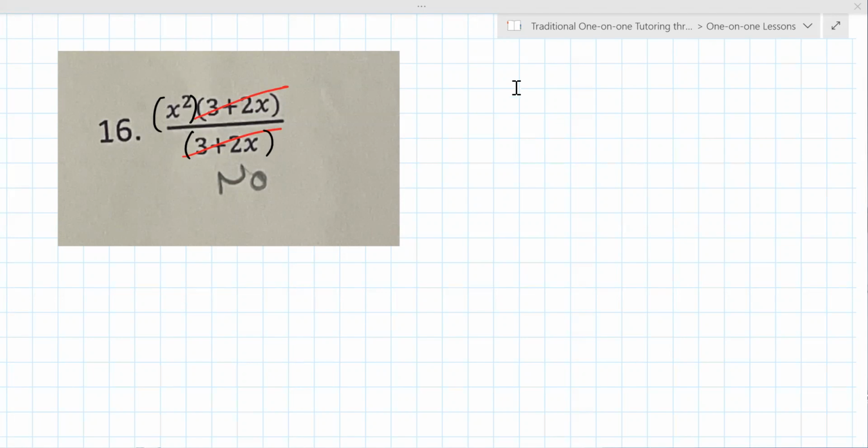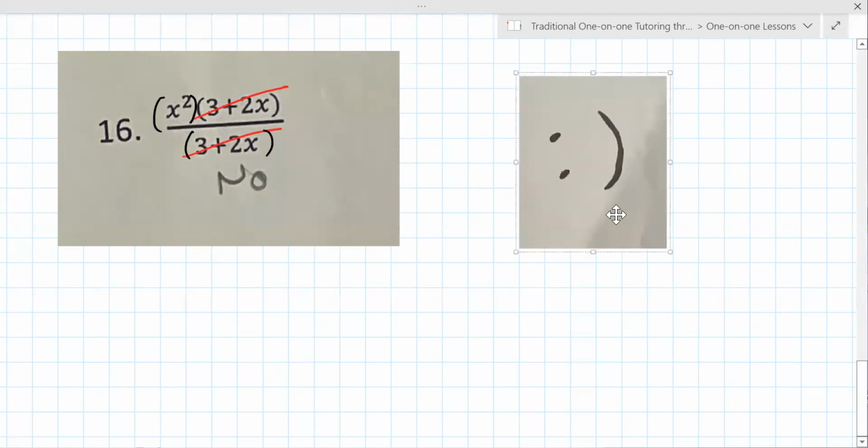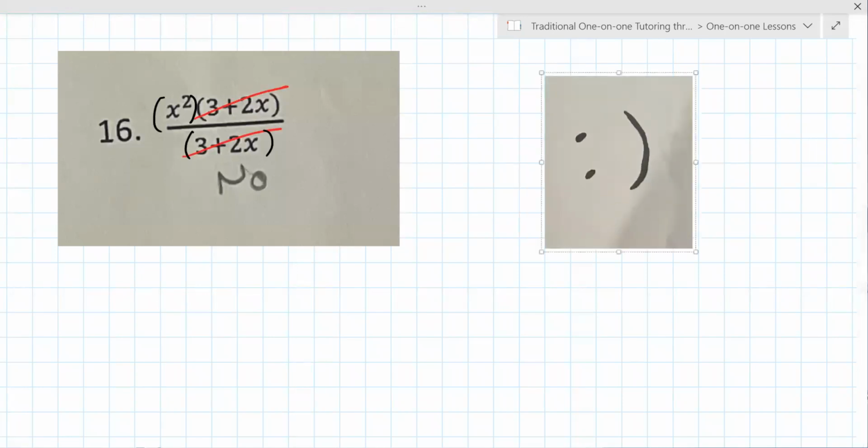Who masked? Who did the smiley face? Oh, I have no idea. Okay, all right, just a random emoji.